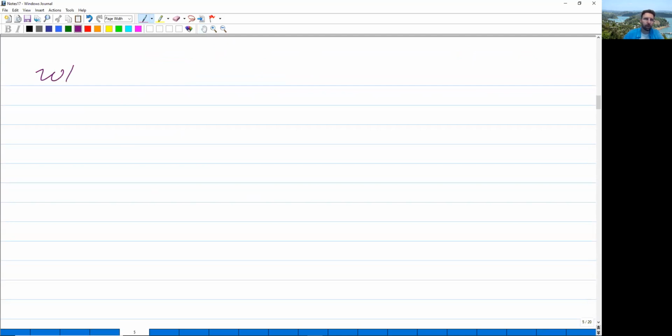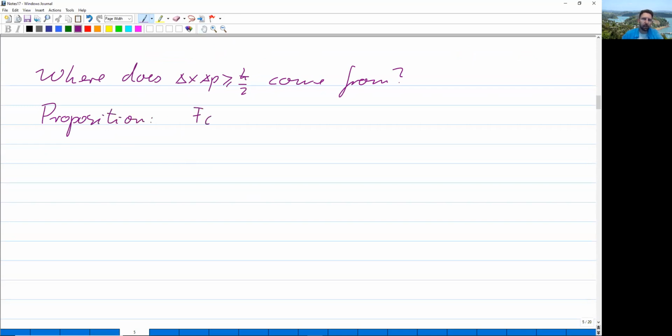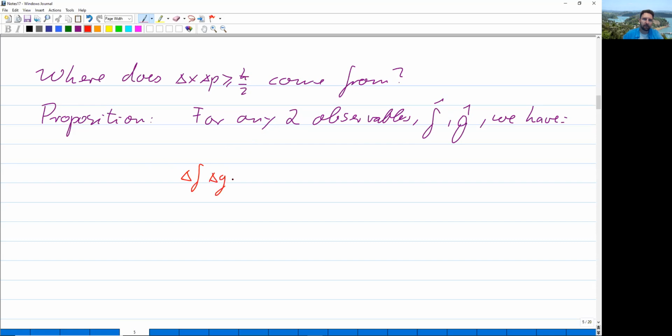So, where does delta x, delta p larger equal h bar half come from? Well, here's a proposition. The proposition says, for any two observables, f hat and g hat, we have this general uncertainty principle, namely delta f, delta g is larger equal to 1/2 absolute value of the expectation value of the commutator of f and g. That's the most general uncertainty principle.